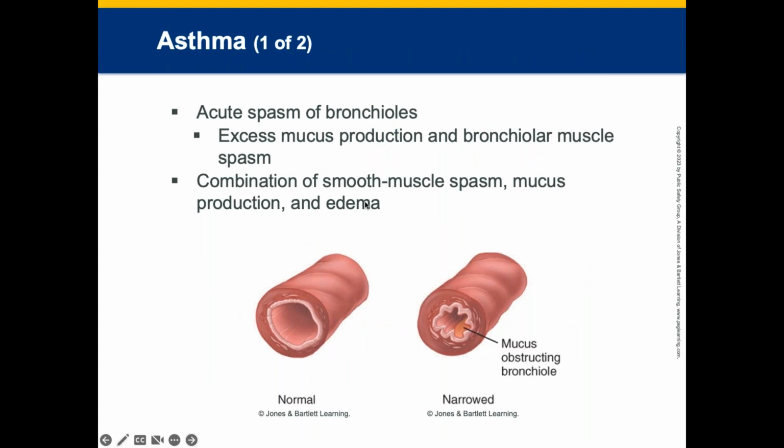Asthma is an acute spasm of the bronchioles, right? As you can see, looking here at the bronchiole, this is a normal bronchiole. Then we have mucus obstructing the bronchiole here. These are patients that become asthmatic, right? They have mucus production and significant edema. That's why they receive nebulizers and/or they have an MDI inhaler to help bronchodilate, making the bronchioles bigger to offer better air passage.